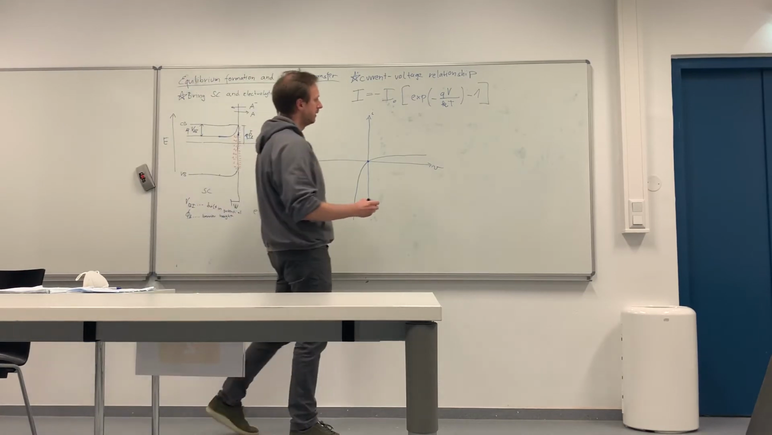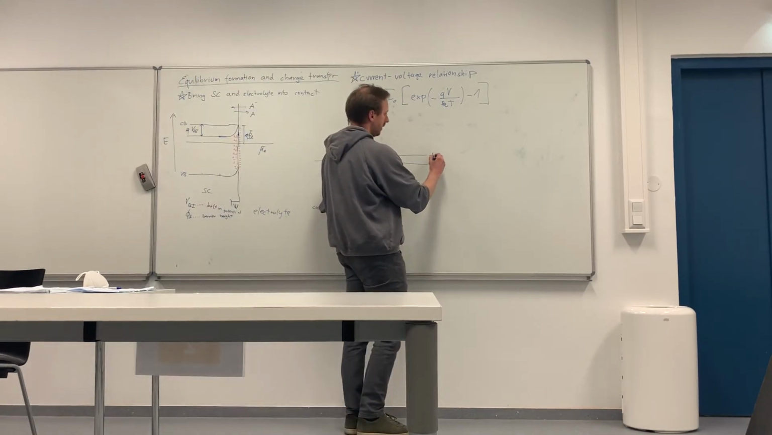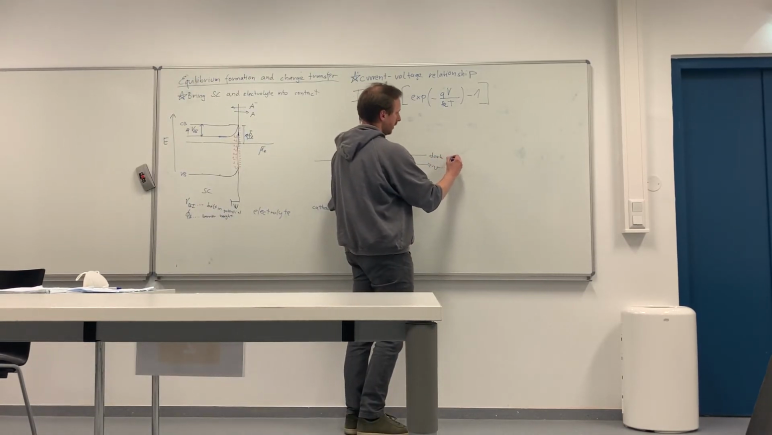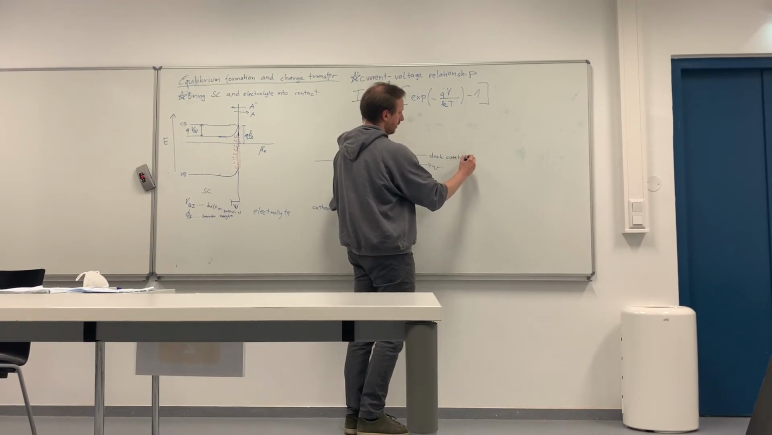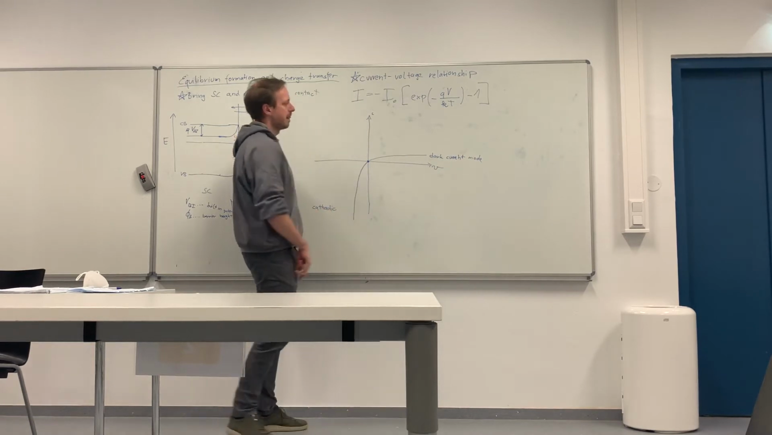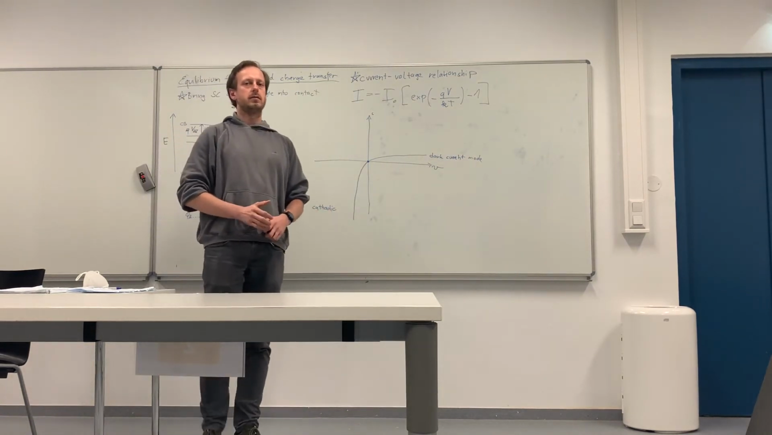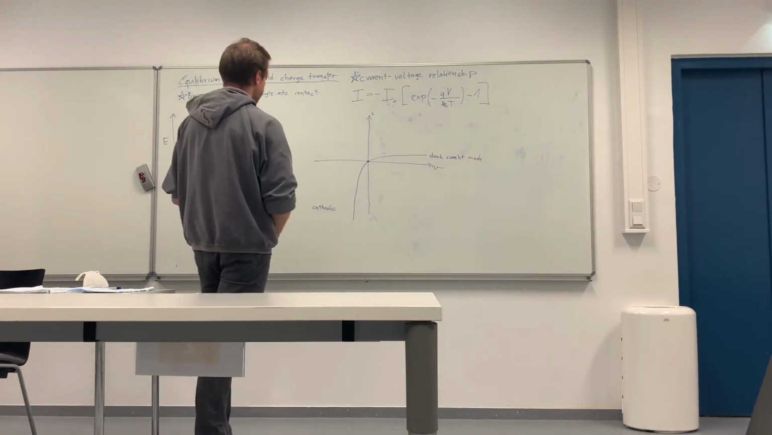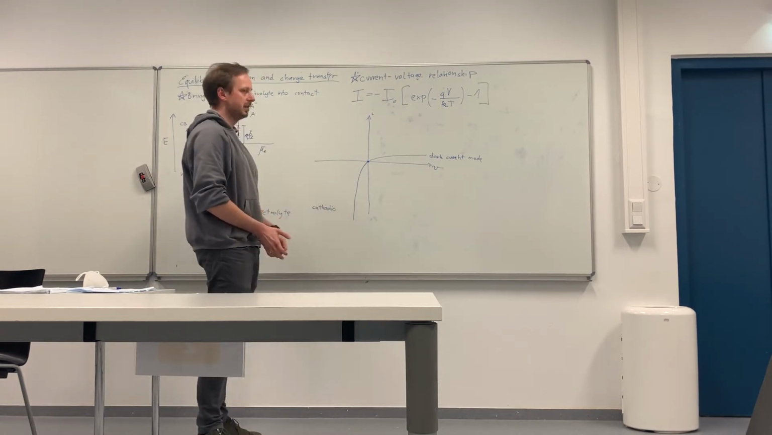Also, this is called the dark current mode. Also, if you look at this, I've talked about this is similar to a diode. Of course it is, but why does it look not different?